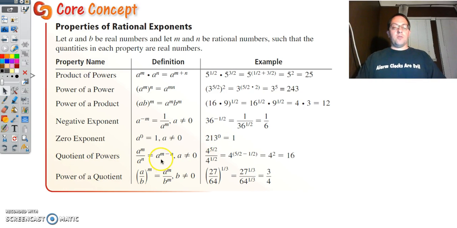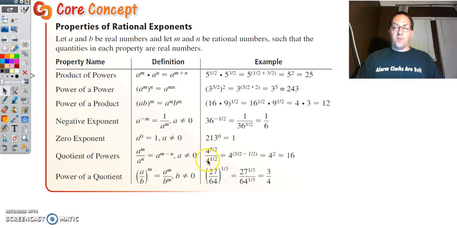Okay, quotient of powers. This is the opposite of product of powers. Here you are multiplying your bases, so you added the exponents. In this one, you're dividing your bases, which is the opposite of multiplication, and so you subtract your exponents, because that's the opposite of addition. Again, assuming that a is not 0, because then you'd be dividing by 0 down here, which you can't do.